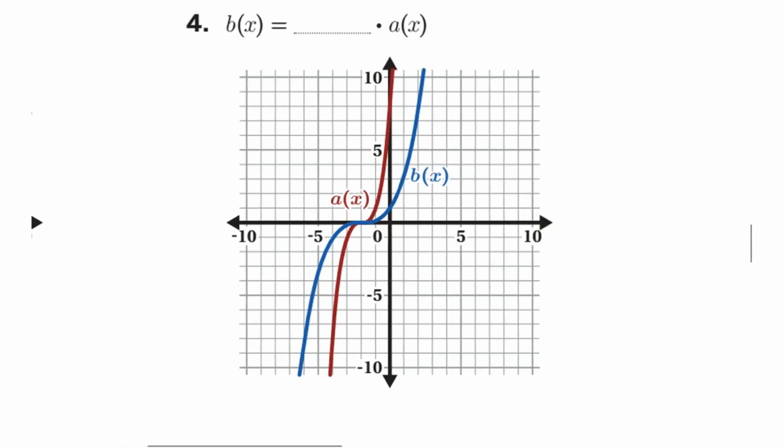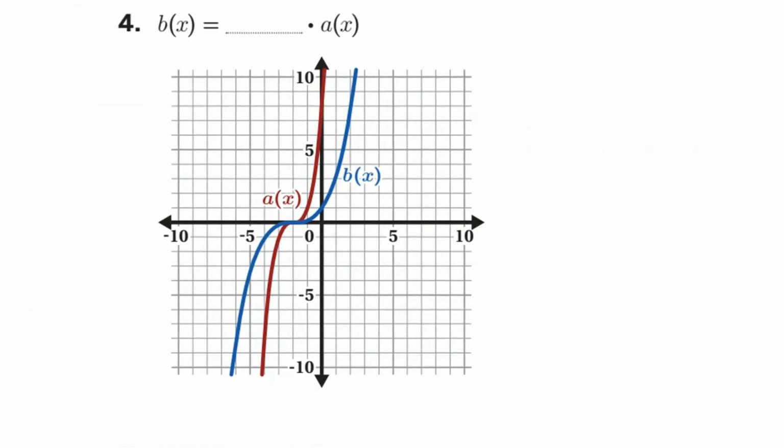For number 4, I'm going to look at the same general idea. It doesn't look like any reflections are happening here, but it does look like it is getting compressed vertically. So if I were to take, let's say this point here is at 0, 8. Well, now we're at a point here of 0, 1. So it's getting compressed by a factor of 1/8, because it's multiplying all those values by 1/8.